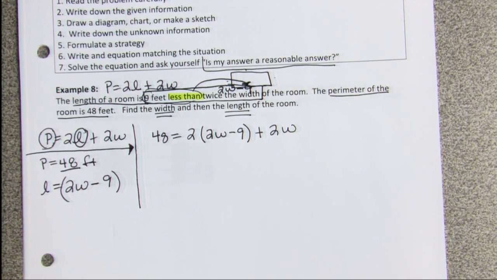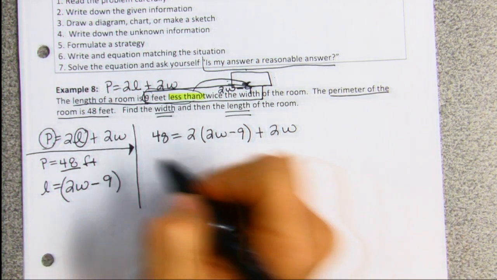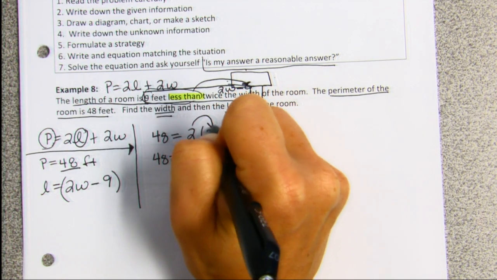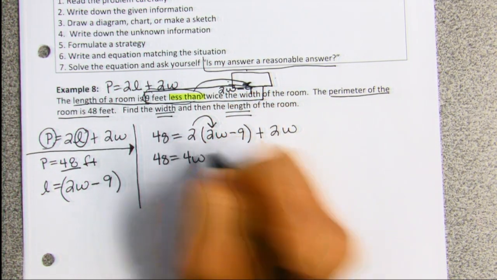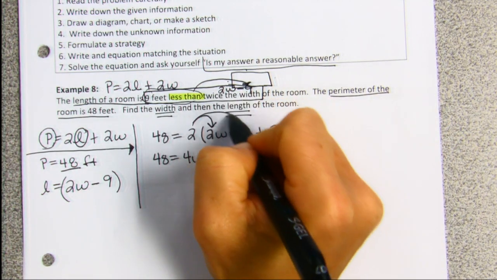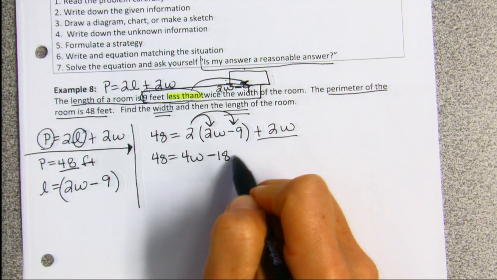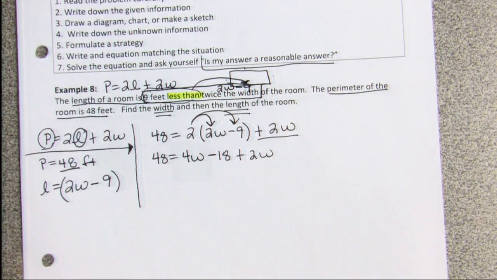So now it looks a lot like we can go solve for some W's, but what would we do first? There's a parentheses. Distribute, yeah. So we have 48 equals 2 times 2W is 4W. 2 times negative 9 is a negative 18. And then we need to bring down plus 2W since it was separated by that plus sign.